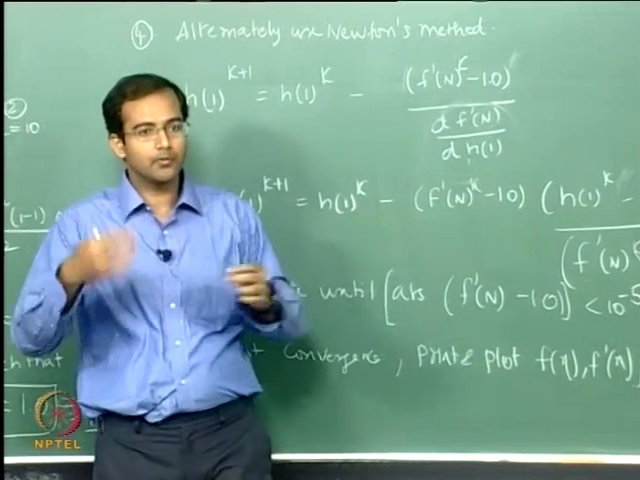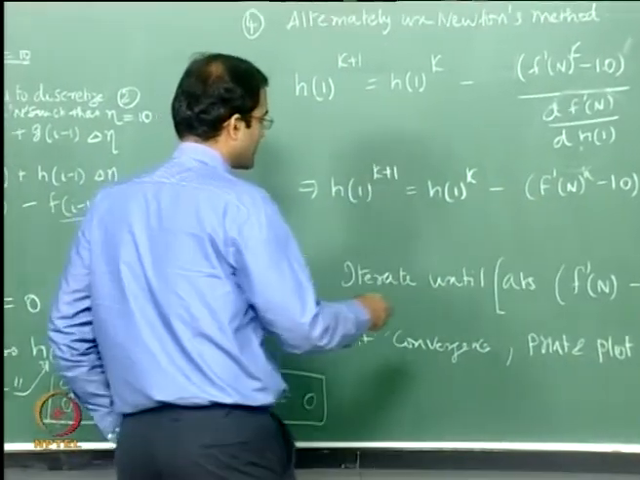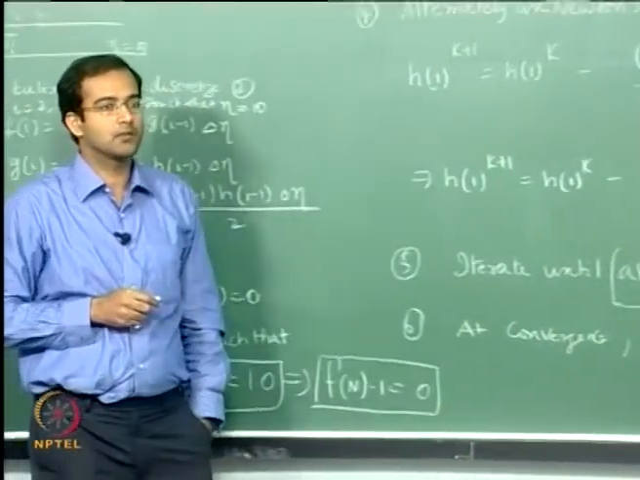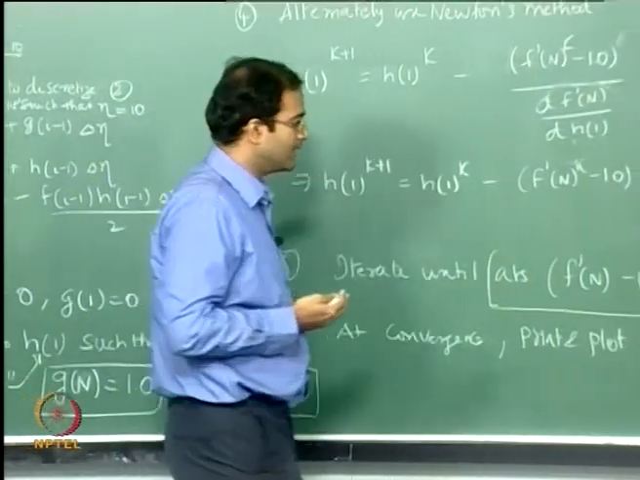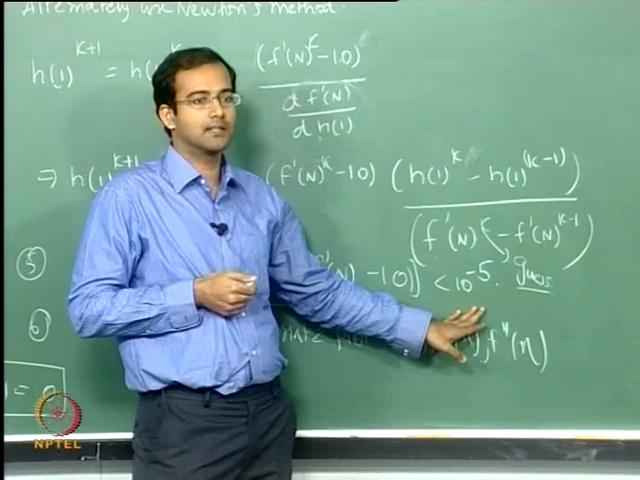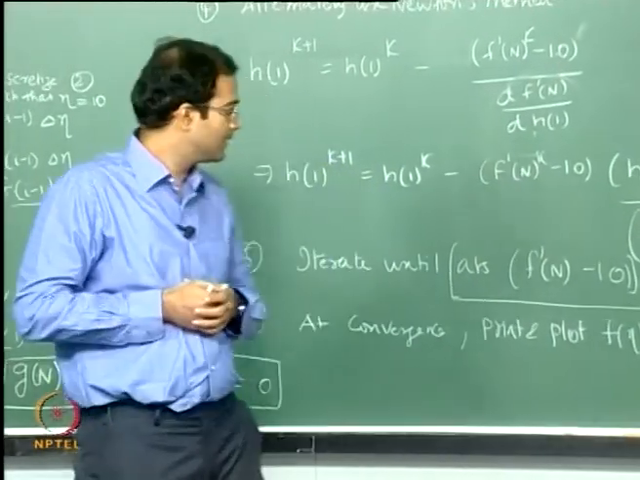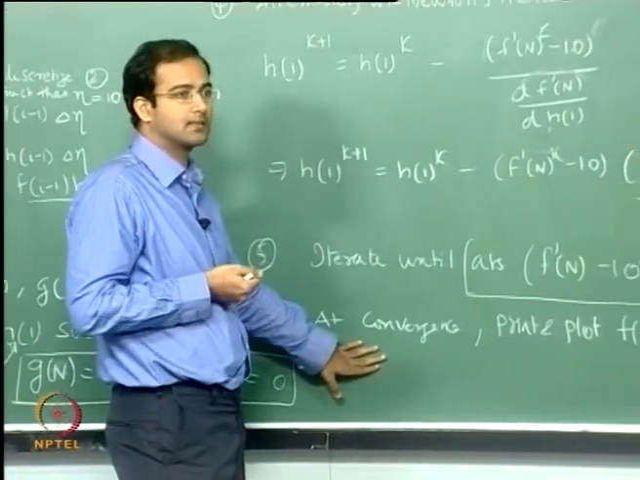So you keep using the previous guess values until you satisfy the condition that f prime of n minus 1 equals 0. Numerically you won't achieve exactly 0, it should be a very small number, something like 10 power minus 5. Once this condition is satisfied, your guess is good enough, you can stop there and say that your iterations have converged.